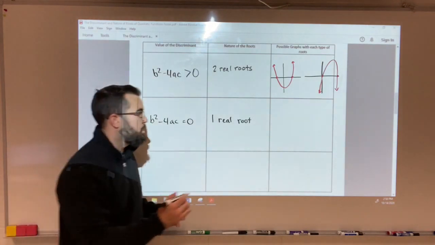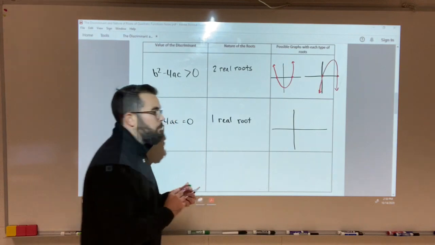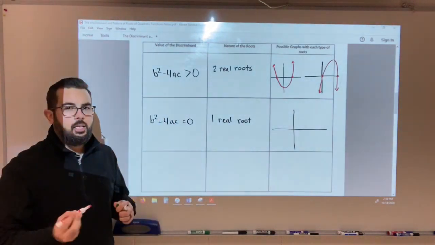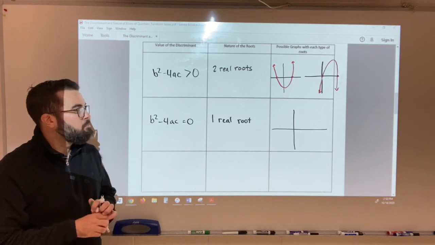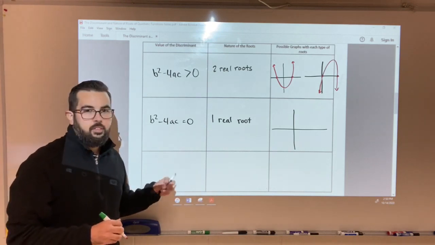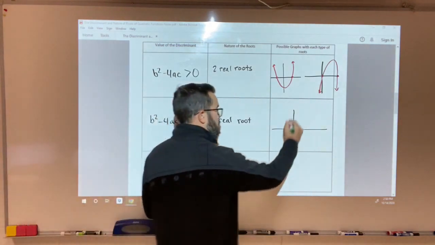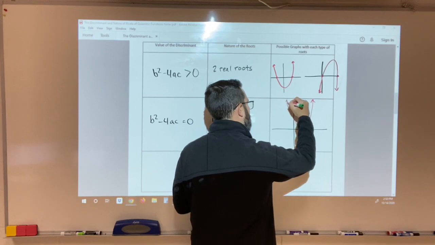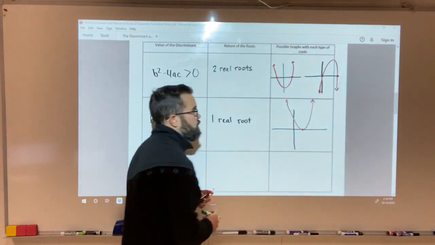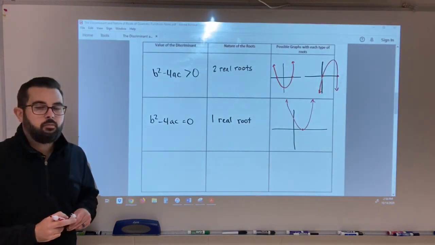Okay? And what this looks like on a graph here is just one example. I'm just going to give one example. It means that our graph is only going to hit the x-axis at one point. So what this means is that our graph's vertex has to lie on the x-axis. So here's an example of a function whose discriminant would be equal to 0.